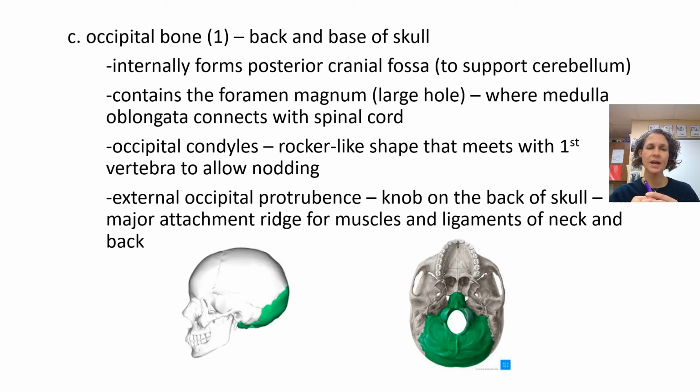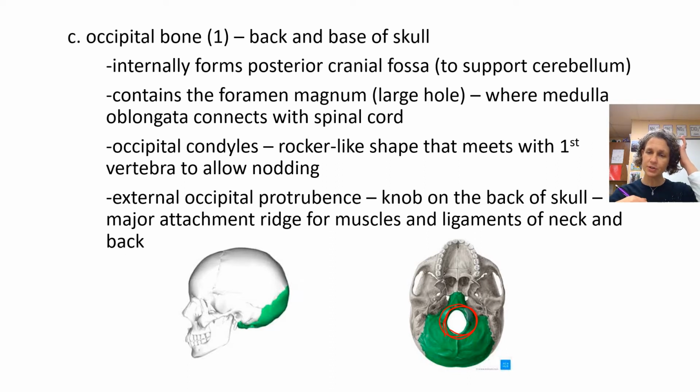It also contains the foramen magnum, which is this little hole right here. So that essentially means big hole or large hole. Foramen is hole, magnum is large. And this is where the medulla oblongata, which is again part of your brain, connects with your spinal cord. So that hole is simply to allow your nervous system to pass, to go from your body up to your brain.